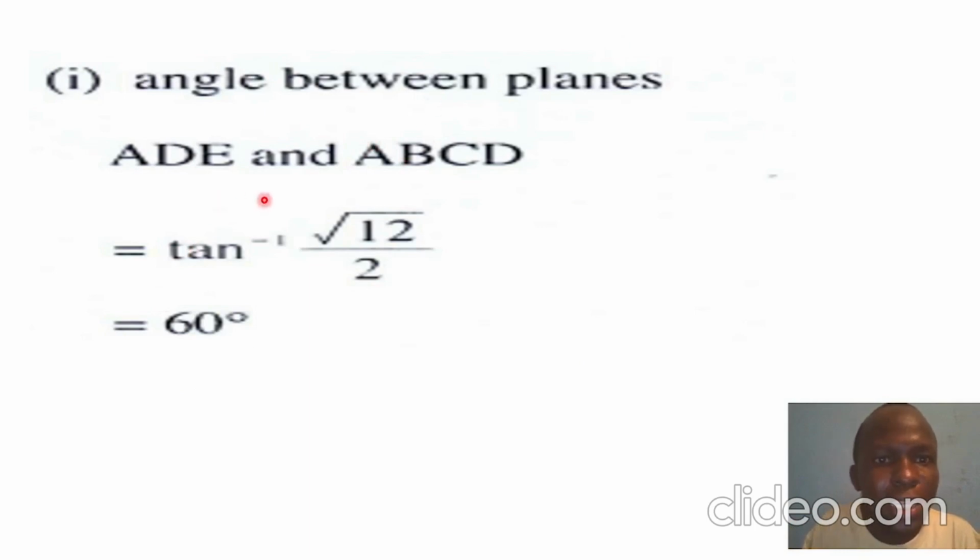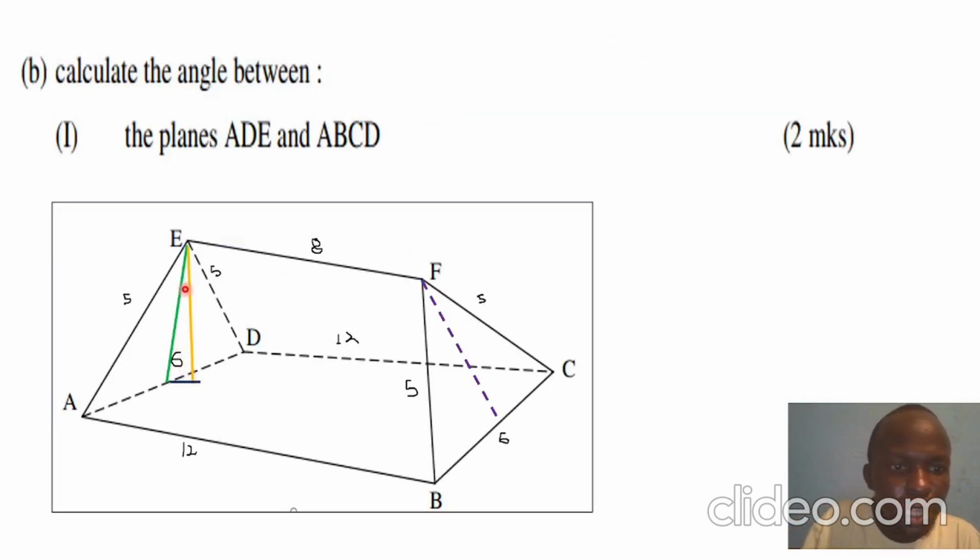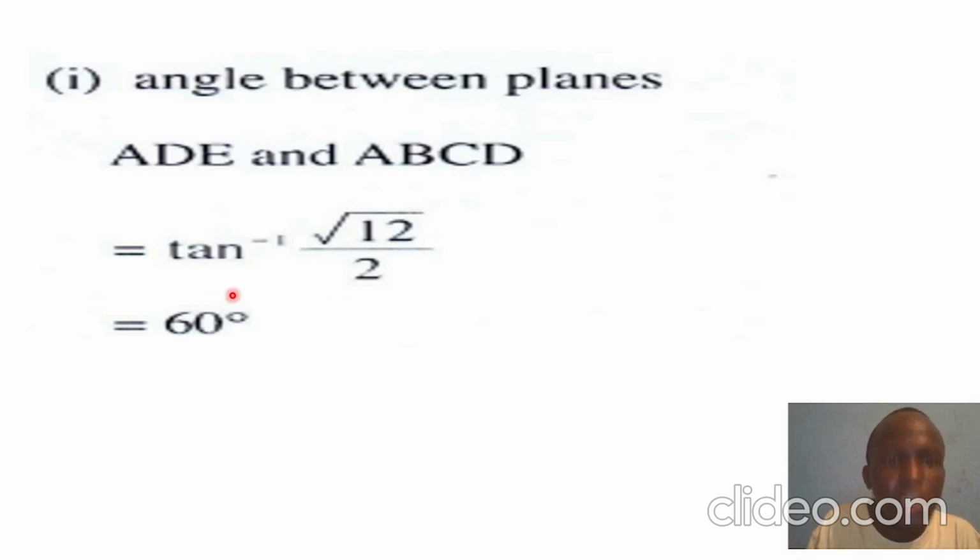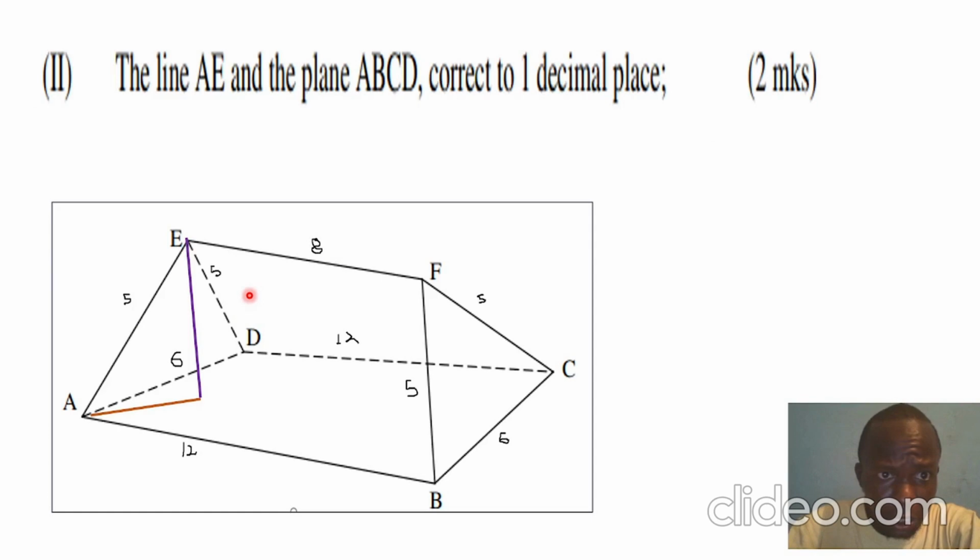Angle between planes ADE and ABCD. This is simply tan inverse of root 12 over 2. Root 12 is the height, and the distance from here to here is 2 centimeters. So tan inverse gives 60 degrees. Let us go to the next question.